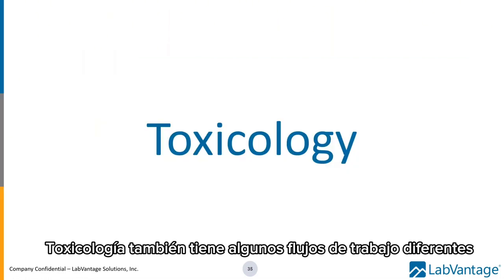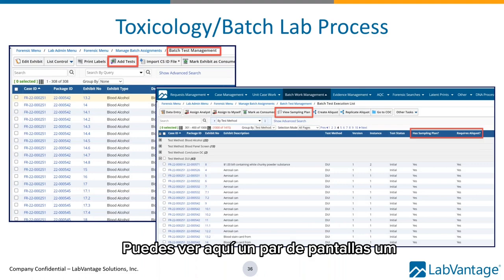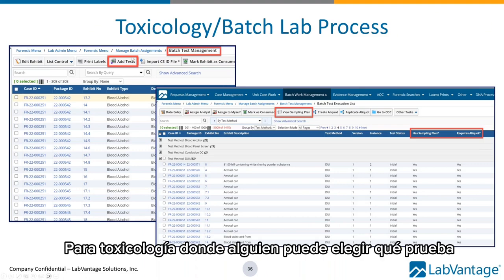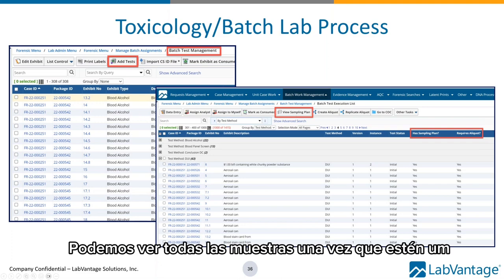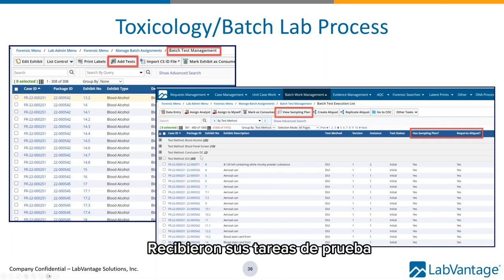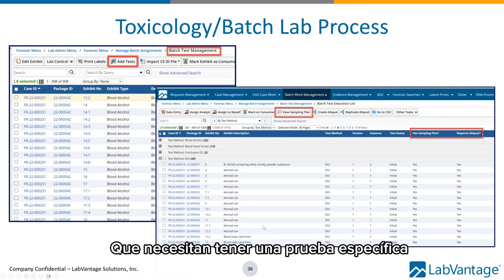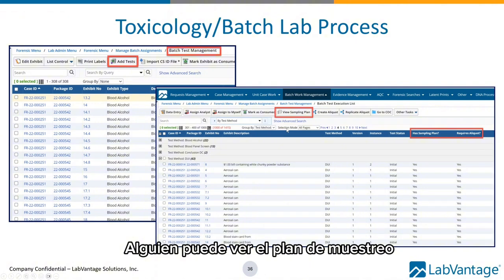Toxicology has also some different workflows. You can see here a couple screens for toxicology where someone can choose what test or what test panel is going to be added. Someone can see here on the right, we can see all the samples once they're received, their test assignments. They can see all of the samples that need to have a specific test. Someone can view the sampling plan.